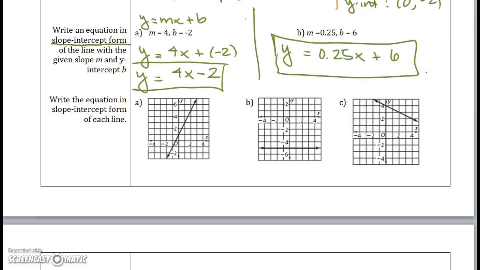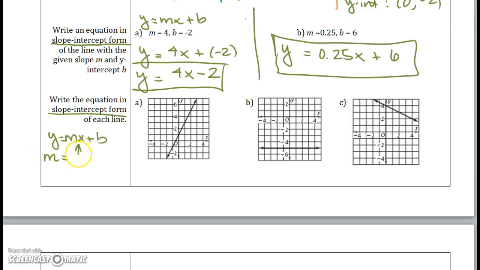Okay, what do they want from me next? Well, write the equation in slope-intercept form of each line. Kind of the same thing. Write the equation in slope-intercept form, which is y equals mx plus b. Okay, I believe we can do it. So in order to do that, beautiful people, I need two things. I need the y-intercept, which is the b, and I also need the slope.